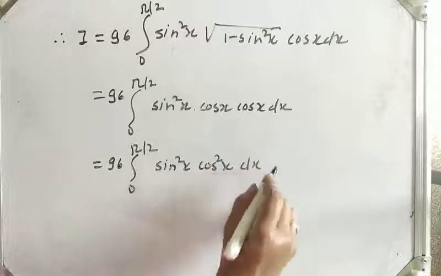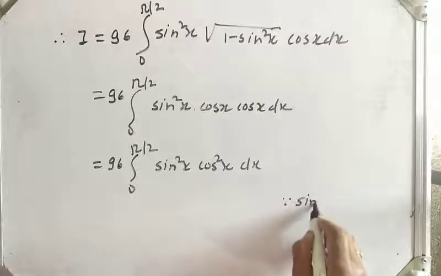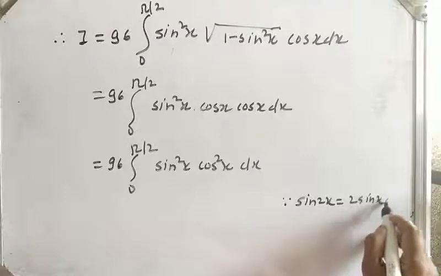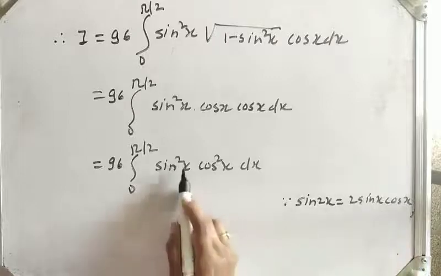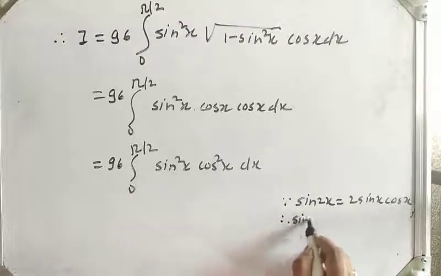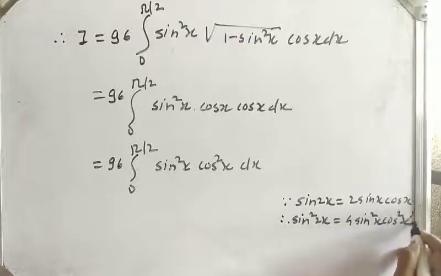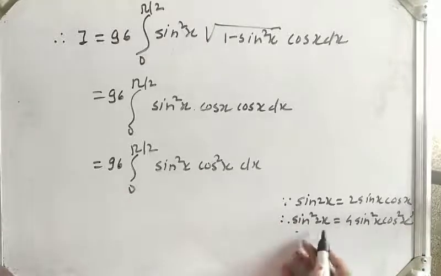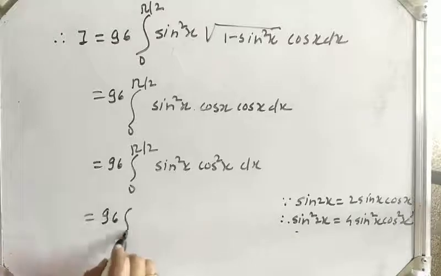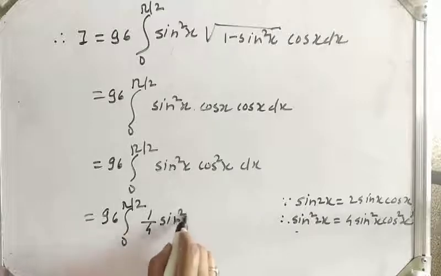cos square x dx. Now we have the formula that sin of 2x is equal to 2 sin x cos x. Here we want the square, therefore sin square 2x will be 4 sin square x cos square x. Therefore sin square x cos square x can be written as 1 by 4 sin square 2x. So 96 integration 0 to pi by 2 of 1 by 4 sin square 2x.